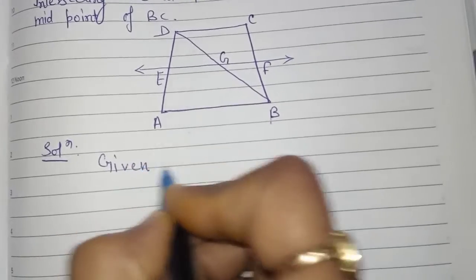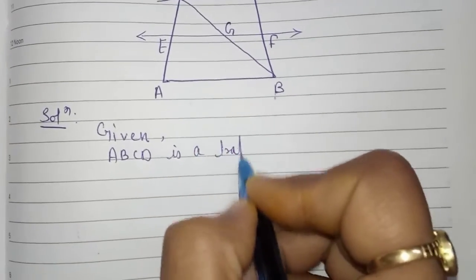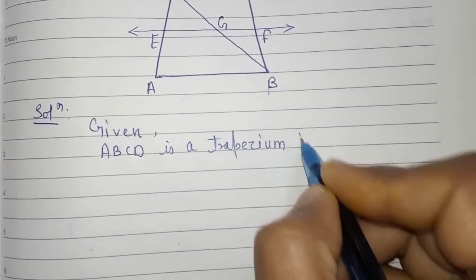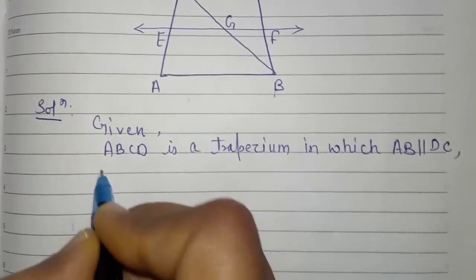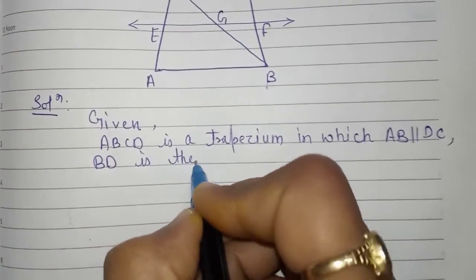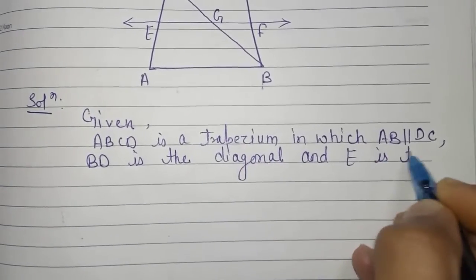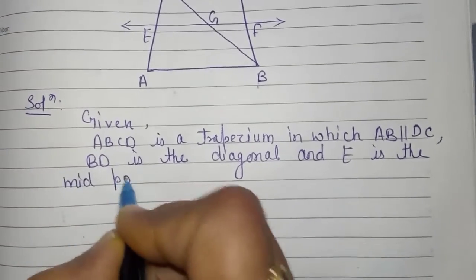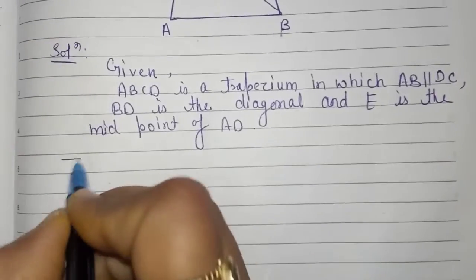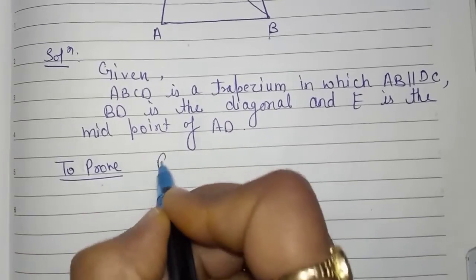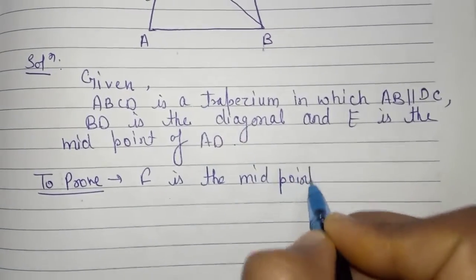So firstly we will write the given. ABCD is a trapezium in which AB is parallel to DC, BD is the diagonal and E is the midpoint of AD. To prove: F is the midpoint of BC.